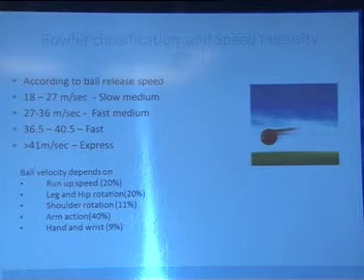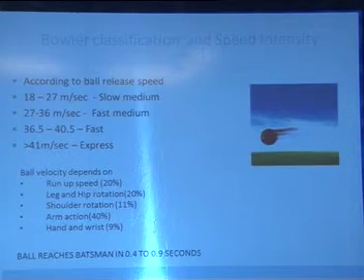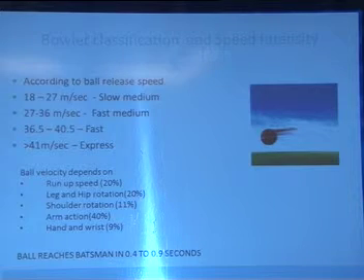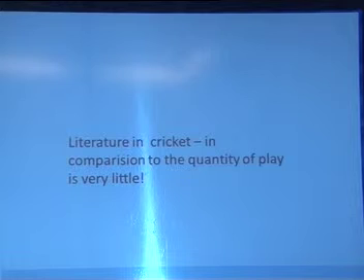Ball velocity depends on run-up speed, how fast they run up during the bowling, and leg and hip rotation, shoulder rotation, arm action, and hand and wrist. So if you see, arm action and run-up speed make up almost two-thirds of their ball velocity. And the ball reaches the batsman in a very short time, 0.4 seconds. So it's coming at such a high speed.